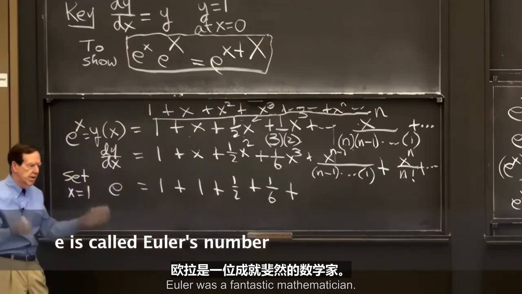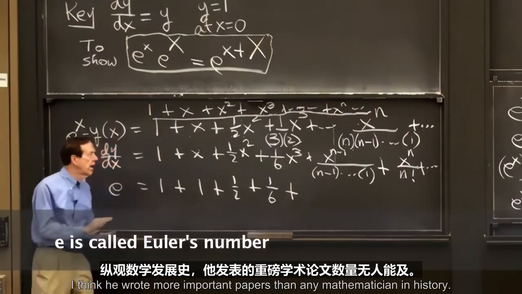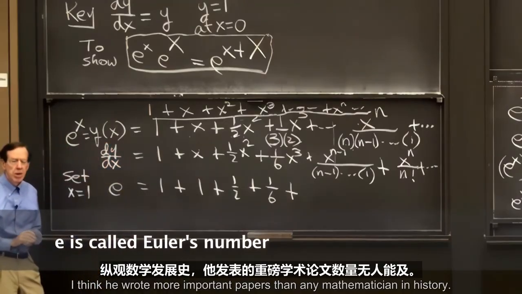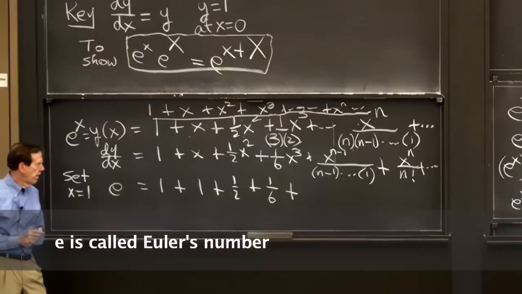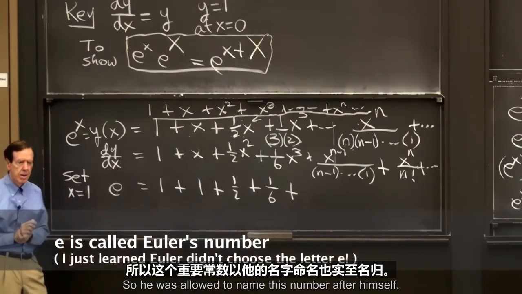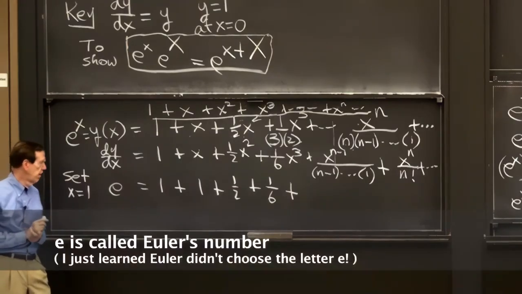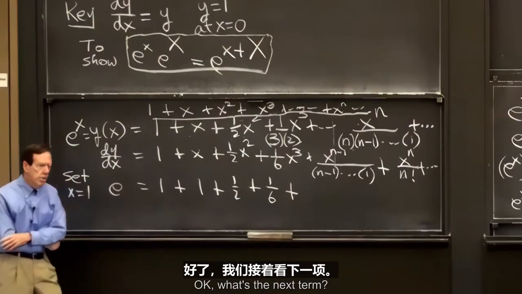named after Euler. Euler was a fantastic mathematician. I think he wrote more important papers than any mathematician in history. So he was allowed to name this number after himself, e. E-U-L-E-R, his name is spelled. Okay, what's the next term?